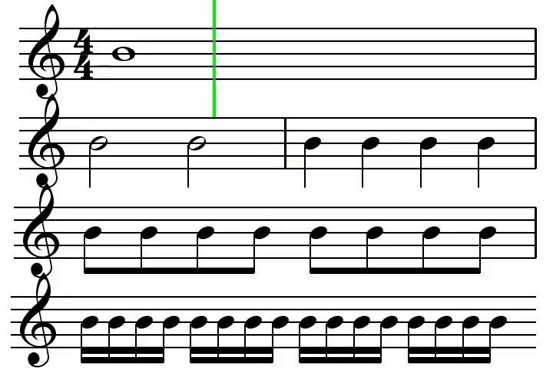1, 2, 3, 4. 1, 2, 3, 4. 1, 2, 3, 4. 1, 2, 3, 4. 1, 2, 3, 4. So you get the idea? Good.